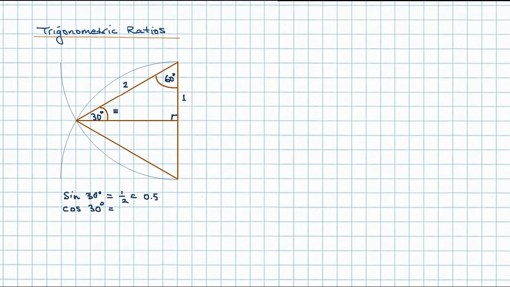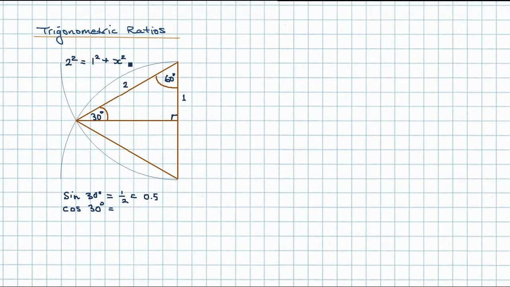So let's use Pythagoras. Pythagoras says that the square on the hypotenuse, so 2 squared, equals the sum of the squares on the other two sides. So equals 1 squared, plus the side we want to find out. Let's for the moment call it x. So 1 squared plus x squared equals the square on the hypotenuse.